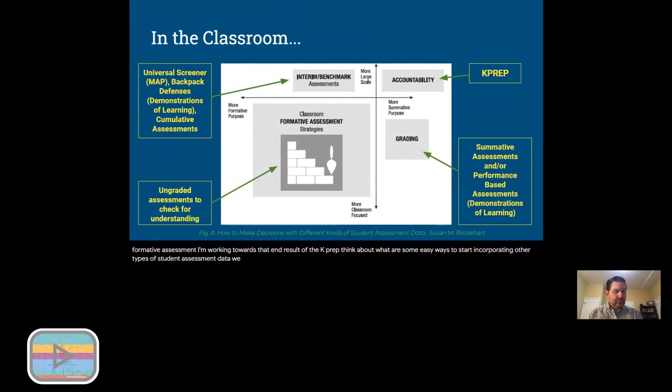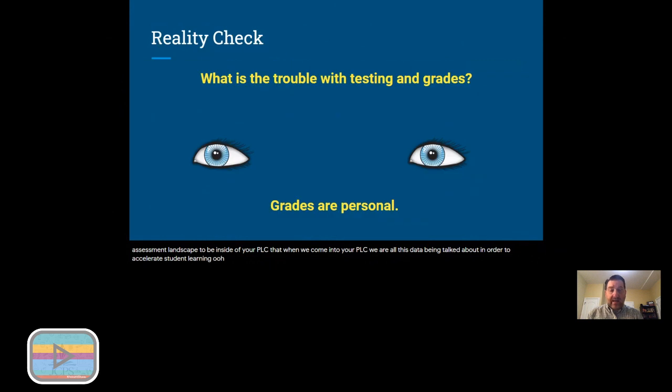We want all 4 quadrants in your classroom. We want all 4 from this as well as the other JCPS assessment landscape to be inside of your PLC, so that when we come into your PLC, we hear all this data being talked about in order to accelerate student learning. I love that graphic, and I think it's great.